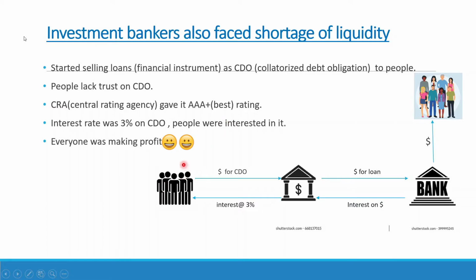So as people now had trust in these CDOs and were getting very good returns on them, they started investing in it, and everyone was making profit. When everyone was making profit, people were thinking that we are getting an interest rate of 3% per annum, so that was quite good. The demand for CDOs was increasing at a very good rate. The demand was so high.